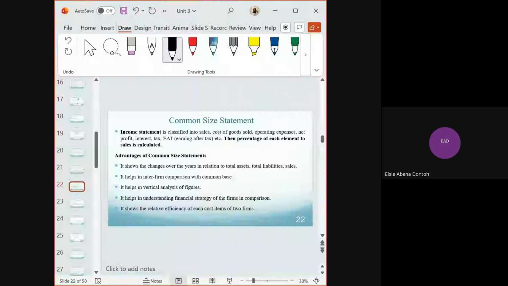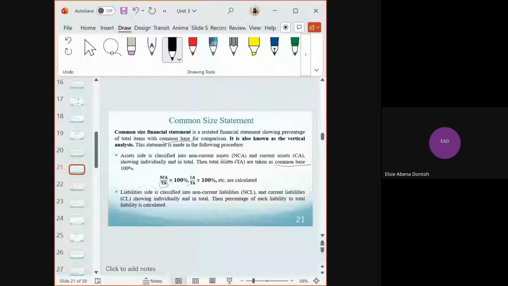The income statement is classified into sales, cost of goods sold, operating expenses, net profit, interest, tax, earnings after tax, etc. Then the percentage of each item to sales is calculated. So in the income statement, the base will be the sales.